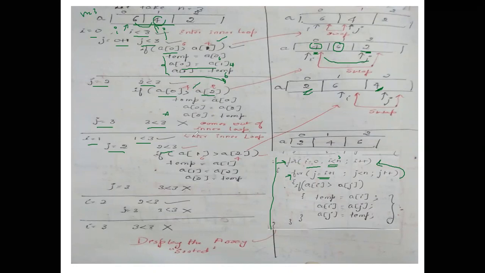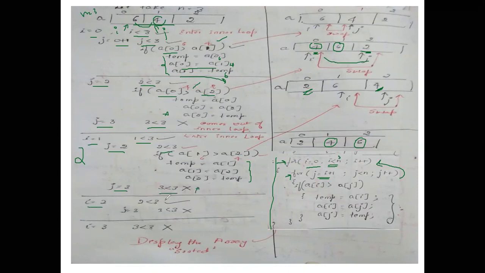Okay. So this is your step 2. 6 will be compared with 4. So 6 is greater than 4. Yes. So swap the array elements. Okay. 6 will be exchanged with 4. So 4 will come here and 6 will come here. Okay. Next, increment the value of j. j will be less than 3. Condition fails. Increment the value of i.